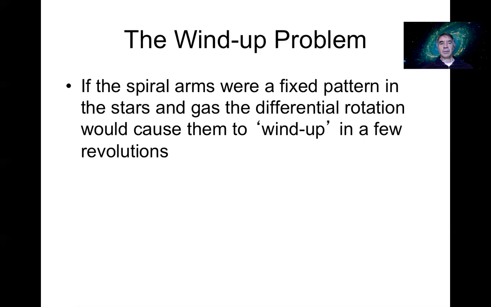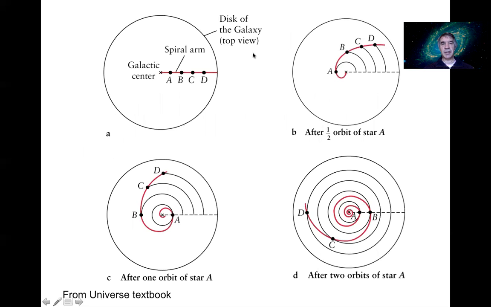Okay. So the underlying assumption here was that the spiral arms were a fixed pattern in the stars and the gas. What we mean by that is, if the sun happened to be in a spiral arm, it would always be in that spiral arm, and the spiral arm would rotate at the same speed as the stars. If you start with that picture, then you quickly get into this wind-up issue. So let's illustrate that with a schematic diagram, which obviously starts off very idealized and not very sensible, but it illustrates the problem quite quickly.